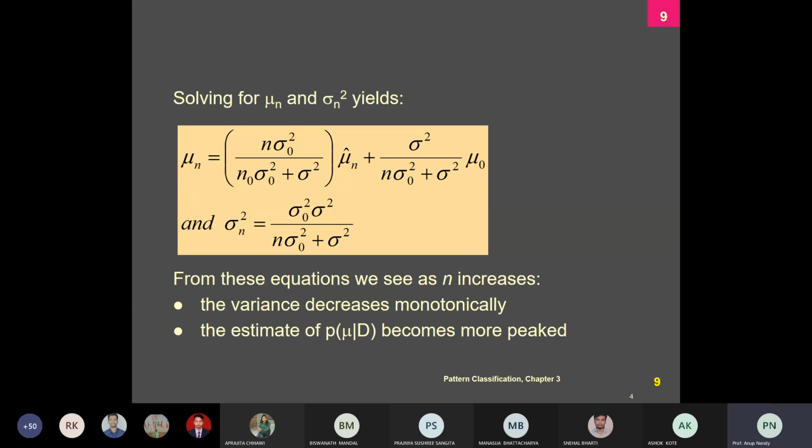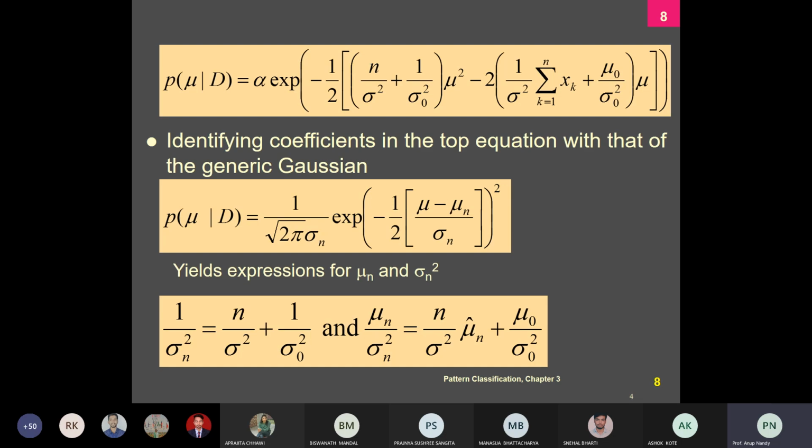Then you can end up with these things, that your mu n hat will be 1 by n summation of k is equal to 1 to n xk. Here we are using this mu n hat. Now mu n hat is the sample mean. So what is the formula for the sample mean? 1 by n sigma k is equal to 1 to n xk. Now you solve explicitly for mu n and sigma n square.